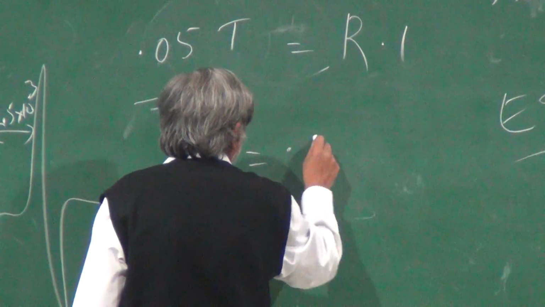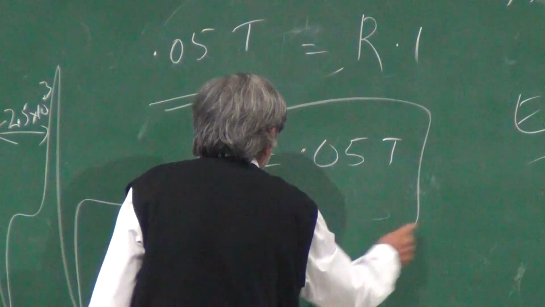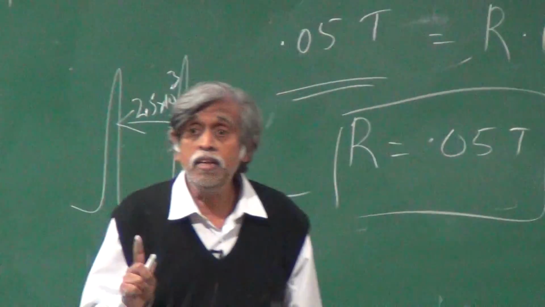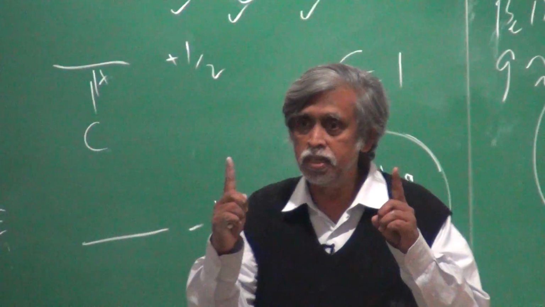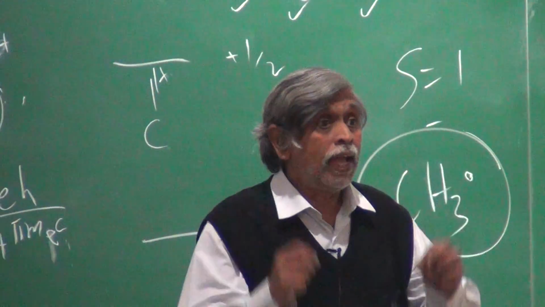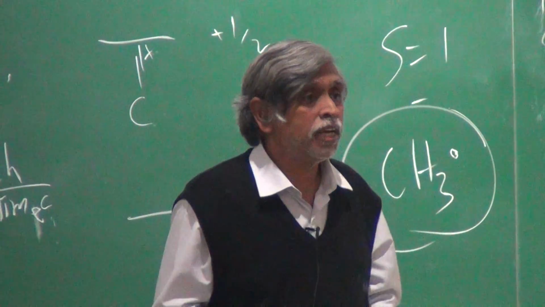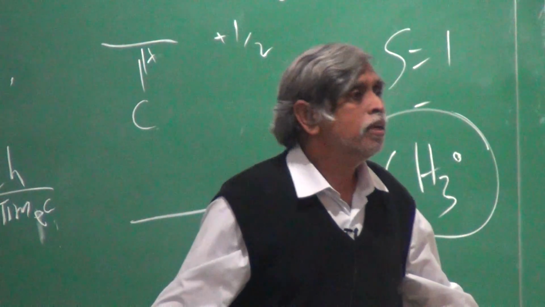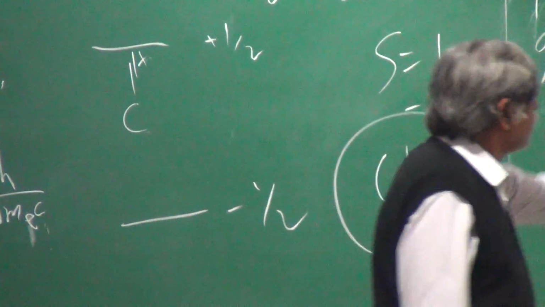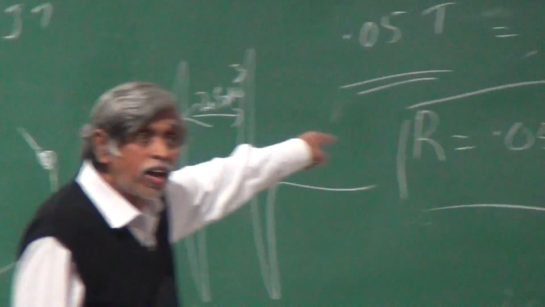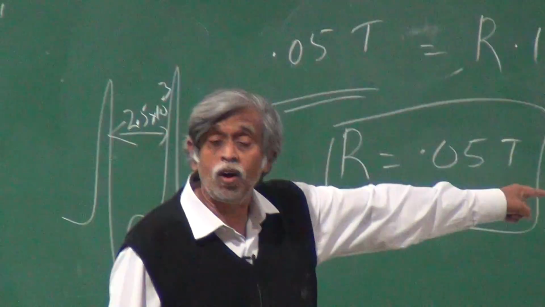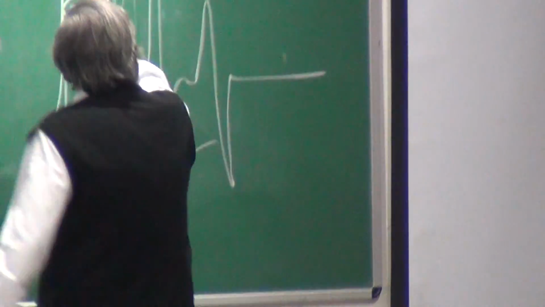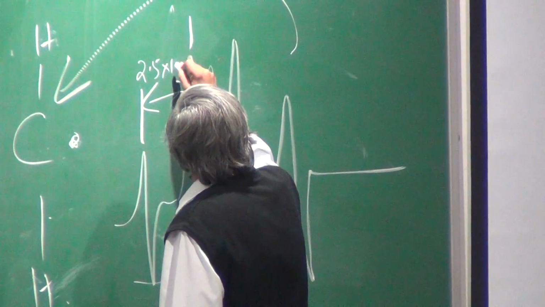And how do I know that? I know that because I do the hydrogen experiment as a calibration. In the case of hydrogen, I know what the split is, 0.05 Tesla, and I know what the electron density is. And what's the electron density? It's simply 1, and therefore I can get the value of R. I can now use this value of R for any other system and find out what the electron density is. I think in the case of the methyl radical, this is 2.5 millitesla.